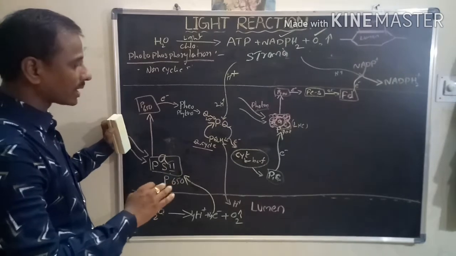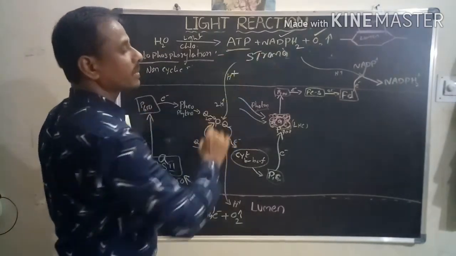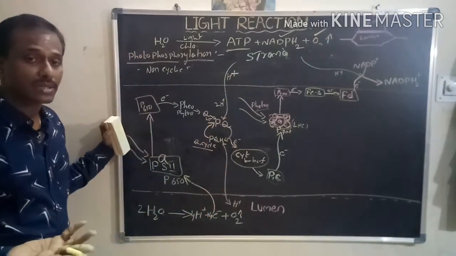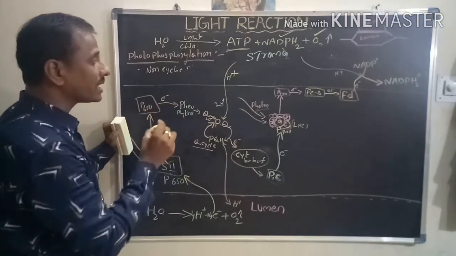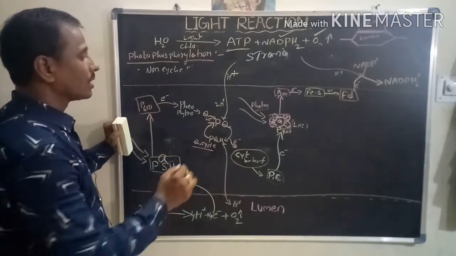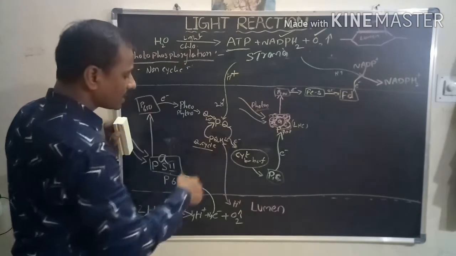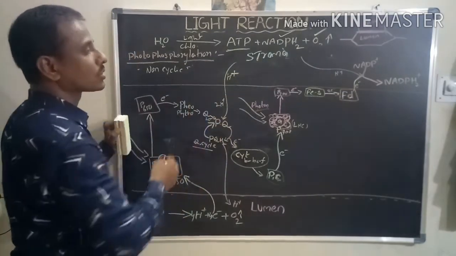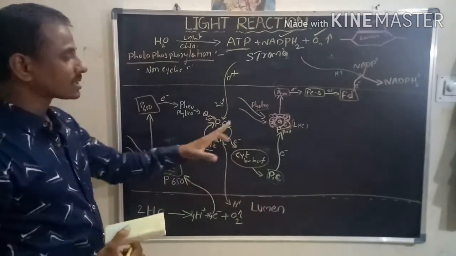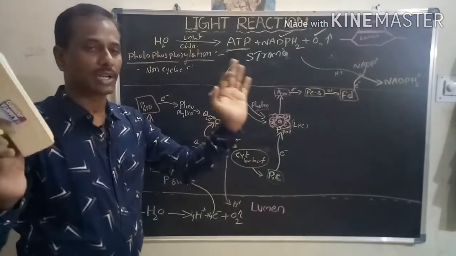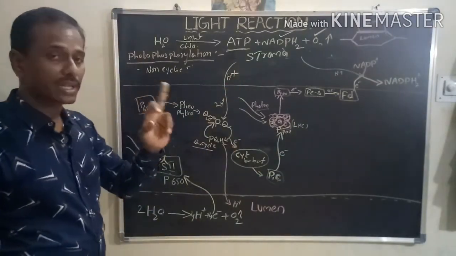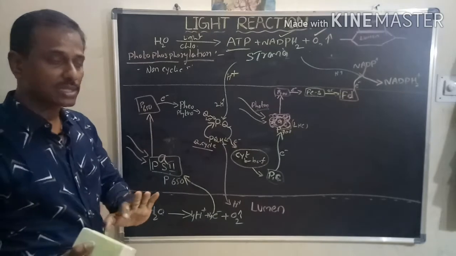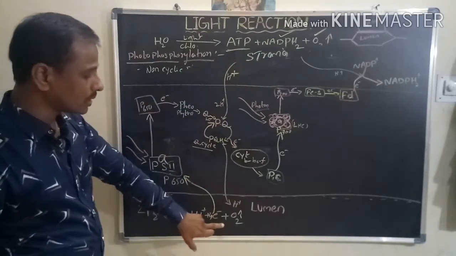See next, what is happening? The next one is the ATP. Then where is the ATP synthesized? The ATP is synthesized here. What happened in the lumen and what happened in the stroma? All the products are the same. They receive the electron and transport the electron. But there is a difference between the stroma and the lumen.